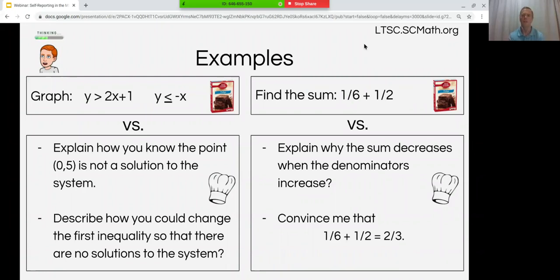All right, and if we look at the example on the right, which is more 4th or 5th grade, adding fractions, what would happen? Could kids answer the question, explain why the sum decreases when the denominators increase? Or what if we asked them to convince us that 1/6 plus 1/2 equals 2/3? All right, they probably have to show some kind of a drawing.